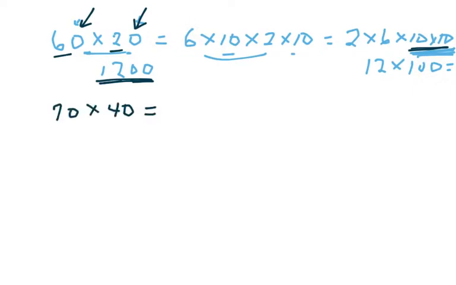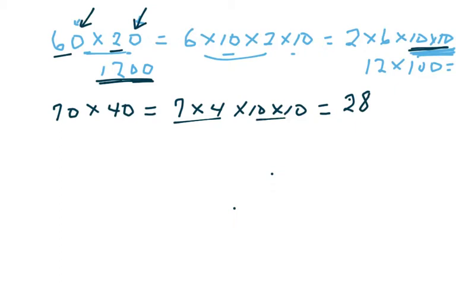Okay, so here's another problem. 70 times 40. So what do you think the answer is? What do you think? Okay, one way of doing it is going to be 7 times 4 times 10 times 10. Okay, 7 times 4 is what? Well, 2 times 4 is 14. So double it. 4 times 4 would be 28. So it's 28. And again, 10 times 10 is 100.